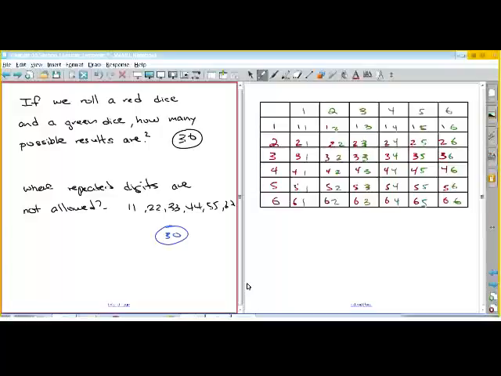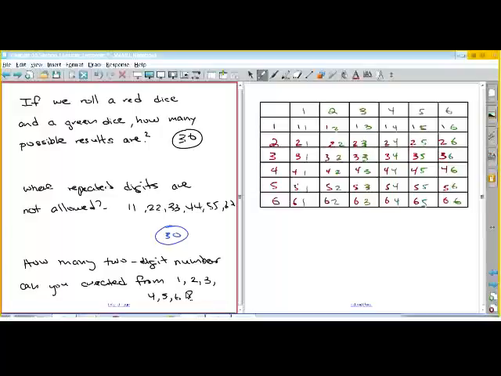Okay, so that's kind of how those work. You can also use these tables. Rather than just using a dice, the other question would be, how many 2-digit numbers can you create from 1, 2, 3, 4, 5, 6?